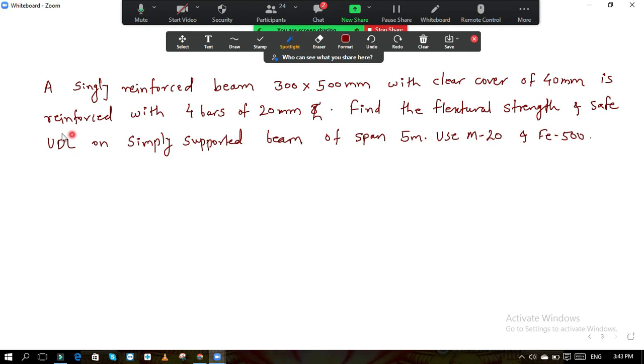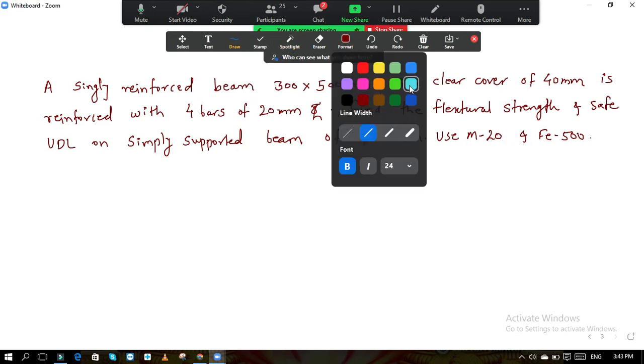And safe UDL. Now they have told you to calculate the safe UDL. Span is given and grades of concrete and steel are given. Now further, how will we solve this?